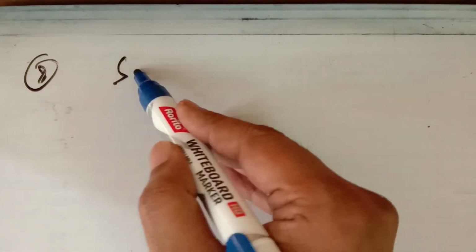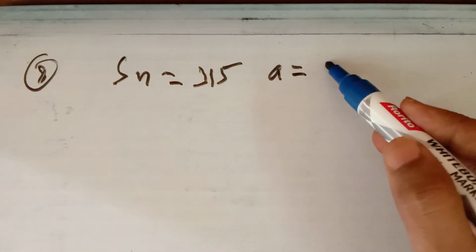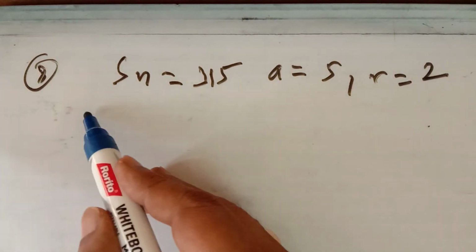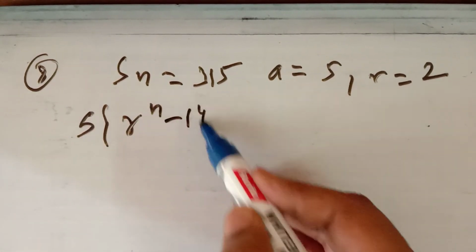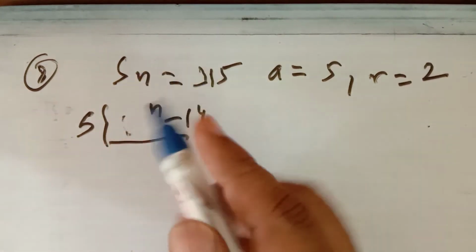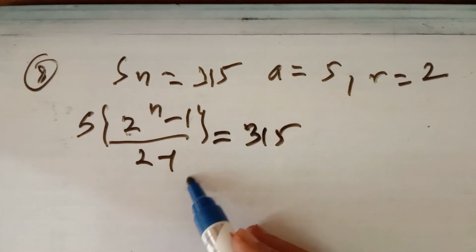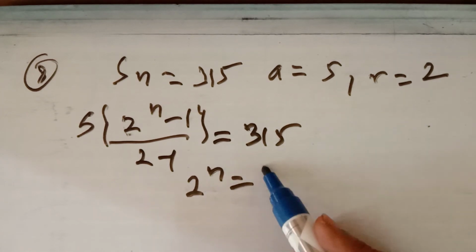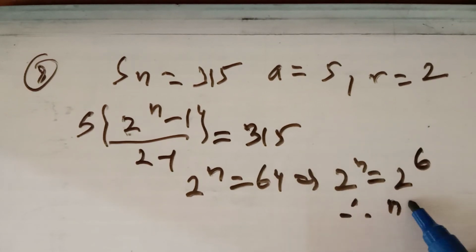It is Sn is equal to 315, its first term is 5 and the common ratio is 2. You have to find the last term and the number of terms. So a into r raised to power n minus 1 upon r minus 1, that is 5 into 2 raised to power n minus 1 upon 2 minus 1 is equal to 315. By solving it you get 2 raised to power n is equal to 64. So 2 raised to power n is equal to 2 raised to power 6. Therefore n is equal to 6.